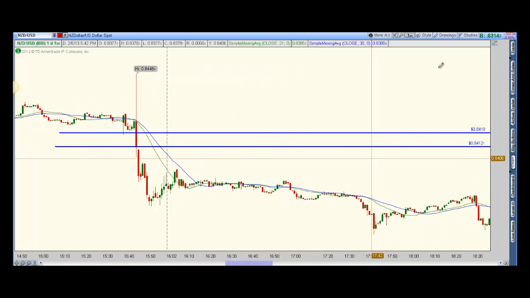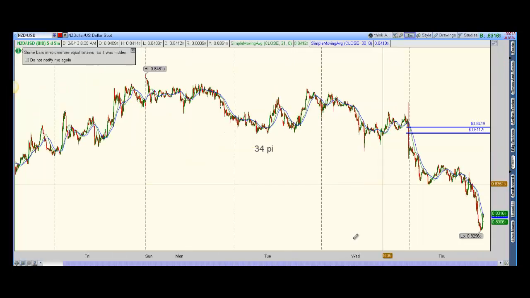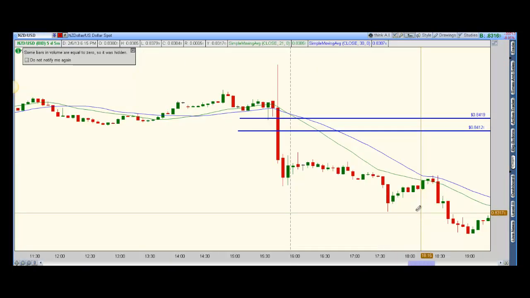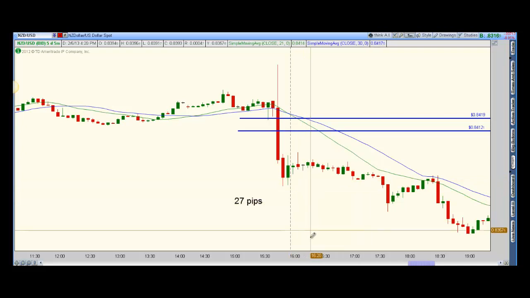Now this is a 1 minute chart. Let's switch this to a 5 minute chart so we can get the scope of this move. And here we are. Now it's a 5 minute chart. From this point, 84.12, 83.85, 83.73, 83.56.